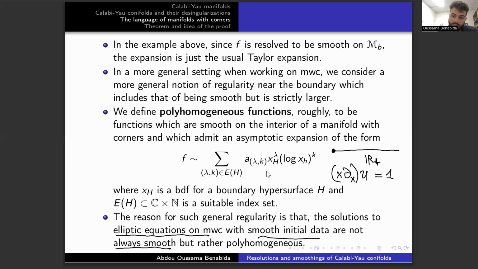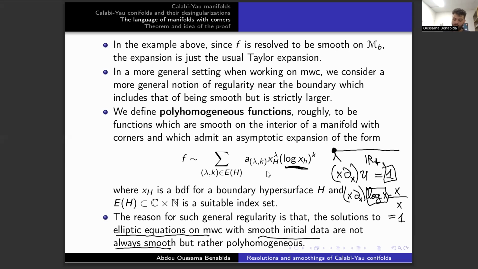Well, the simplest solution for that is just the logarithm. So x dx of logarithm x is x over x, and this is equal to 1. So even though 1 was smooth up to the boundary, the solution logarithm x is not smooth up to the boundary, but as you can see, it has the logarithm. And the general result in that sense is that, well, this is the only bad thing that can happen.